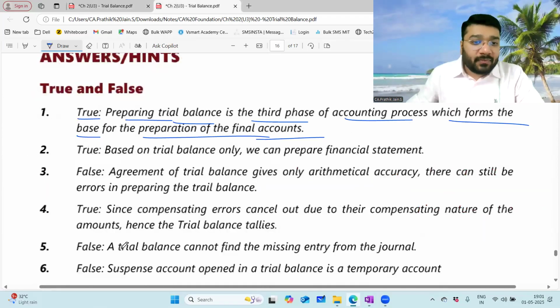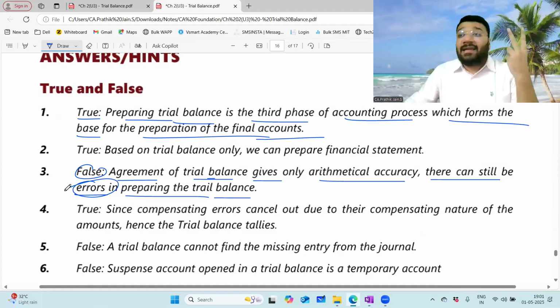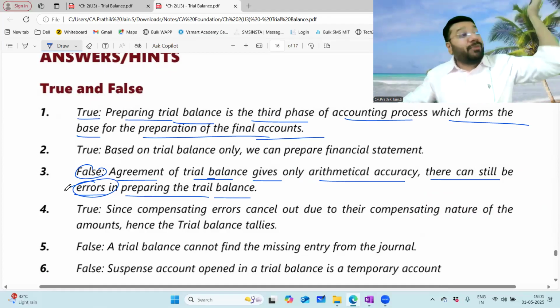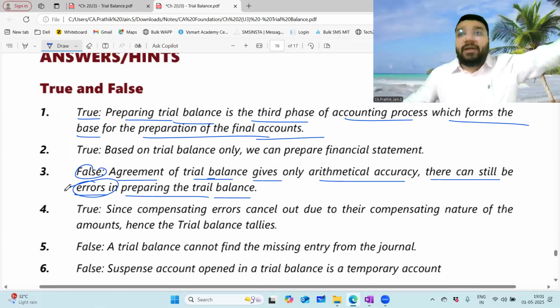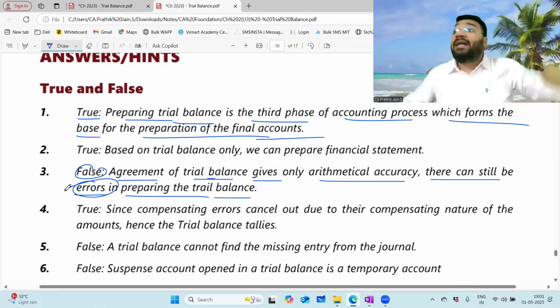Any problem? False. Agreement of the trial balance gives only arithmetical accuracy. There still can be errors while preparing the trial balance. Which type of error? Double-sided error. Example, error of complete omission, where the entire transaction is completely omitted. Second is compensating error. What is this? We'll discuss in rectification of errors.